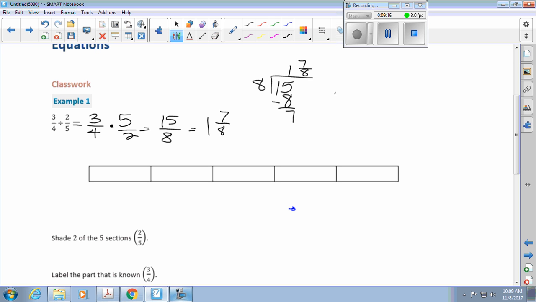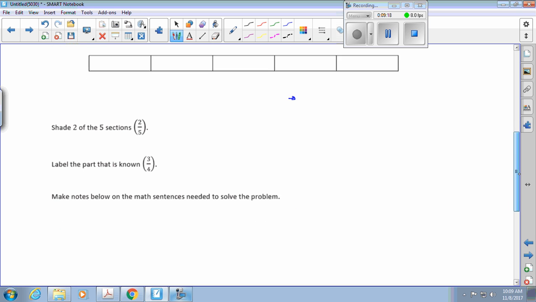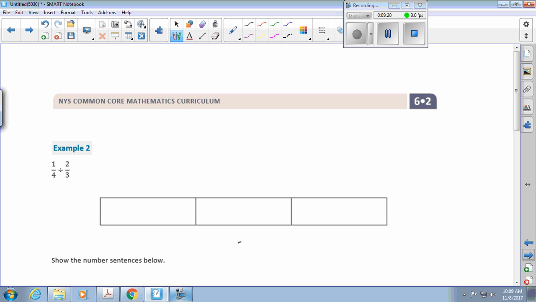Would you guys like to try one on your own? All right, so why don't you guys flip the page to example 2. We're going to write our algorithm up here with our mnemonic device. What's our mnemonic device? Everybody? Copy dot flip. Katie, you want to say it into the mic? Copy dot flip. Everybody write it down. And copy dot flip works for what operation with fractions? Division. Very good.